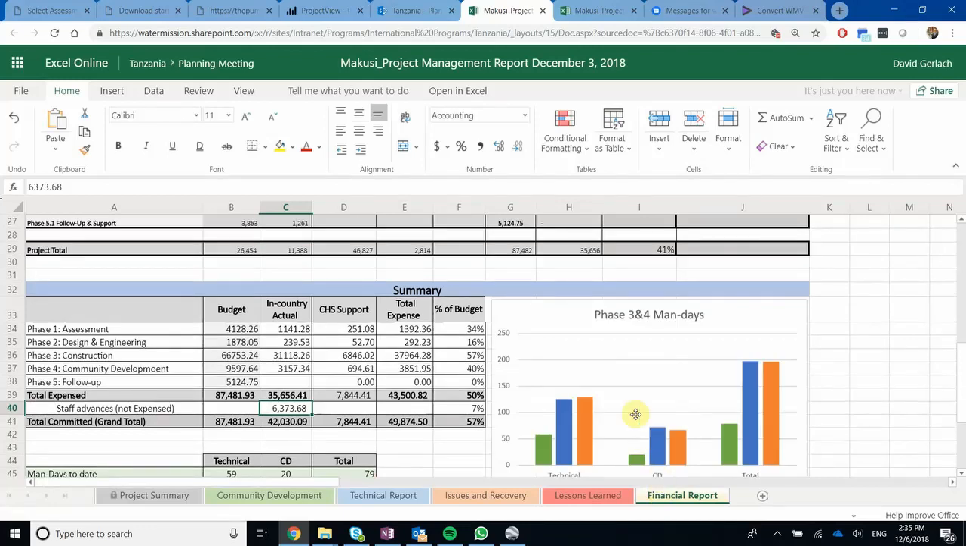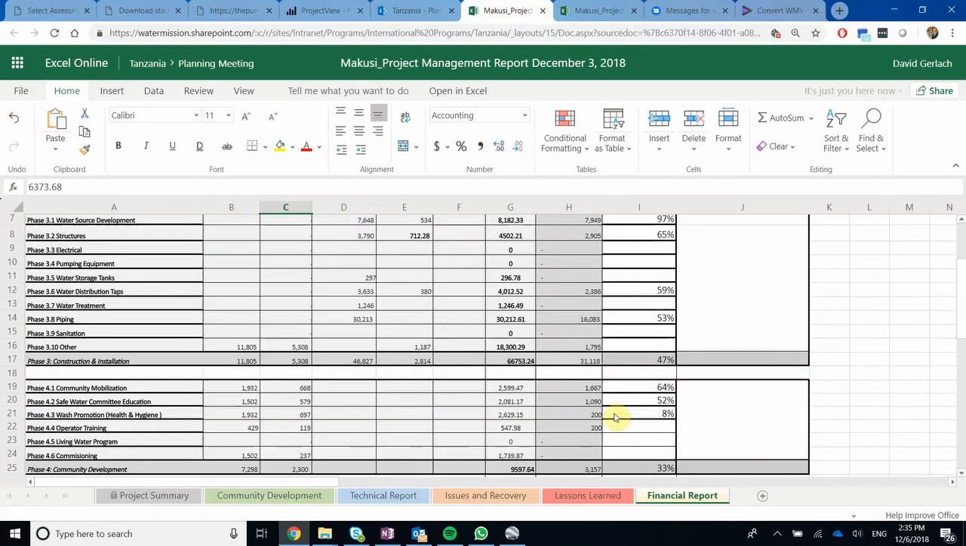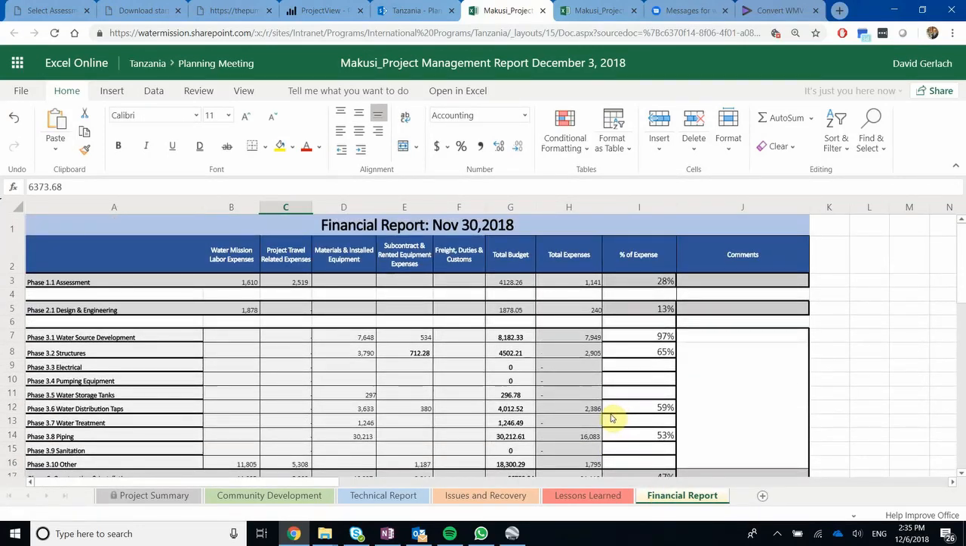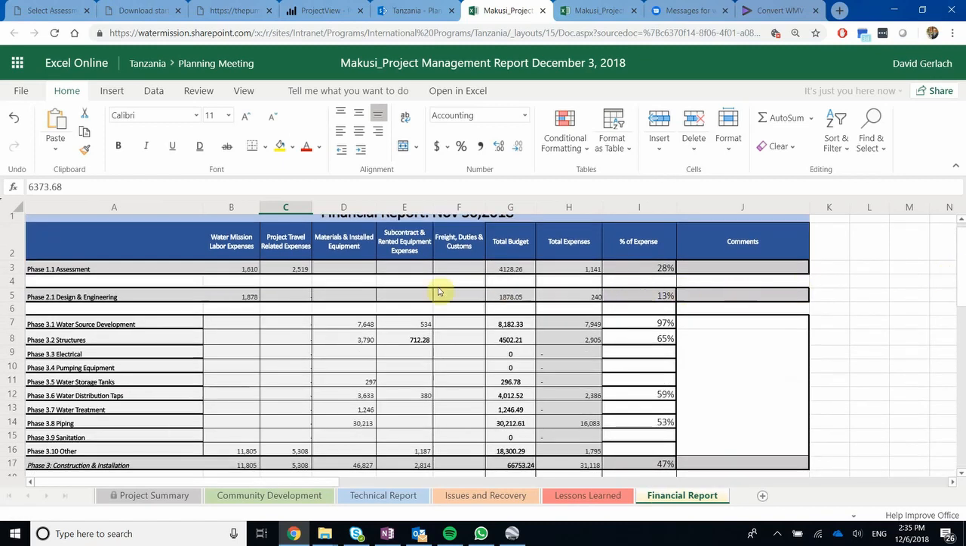The final tab here is the financial report. This is completed by the financial officer, and this is basically taking a look at our project budget estimator and taking all of the actual expenses during the project, putting them in their place, coming up with the total expense.